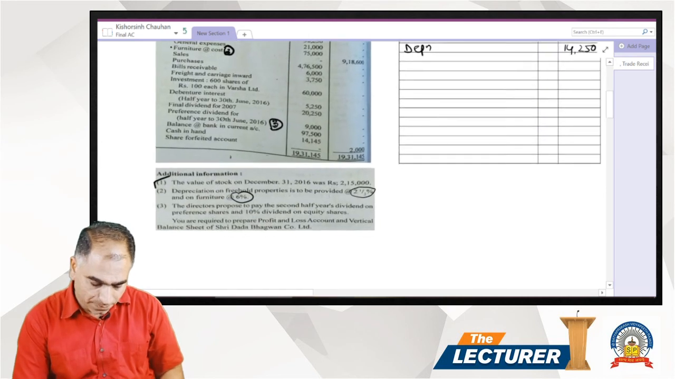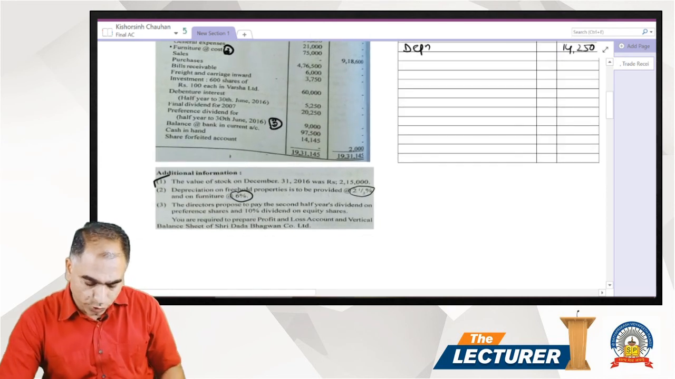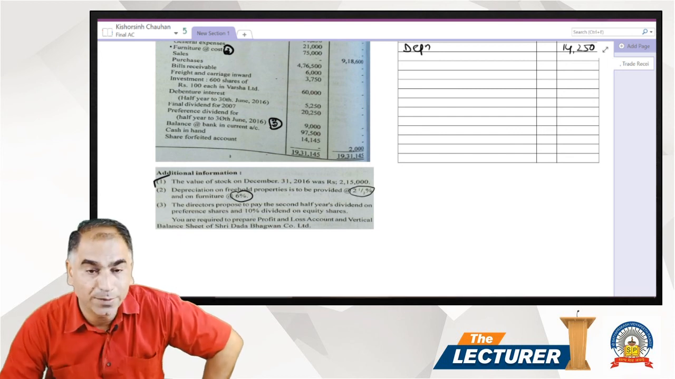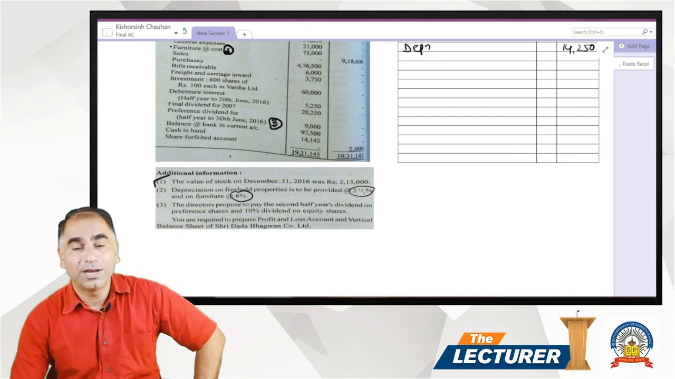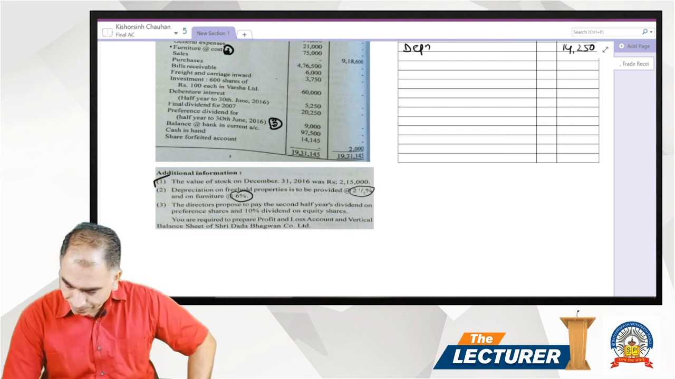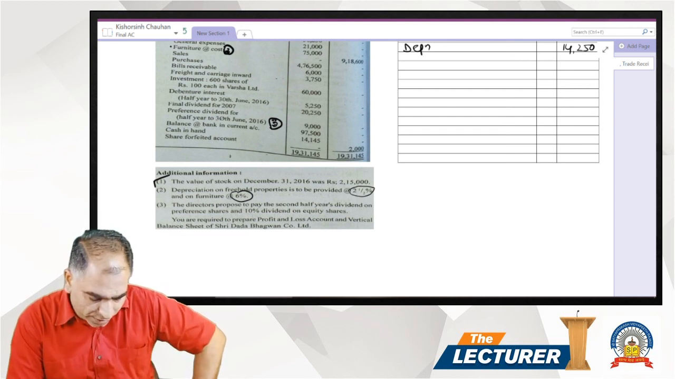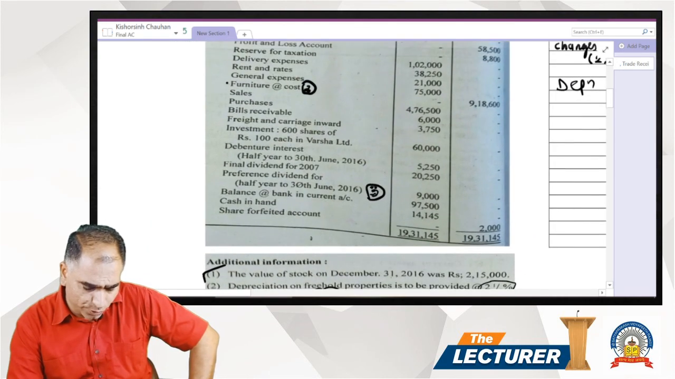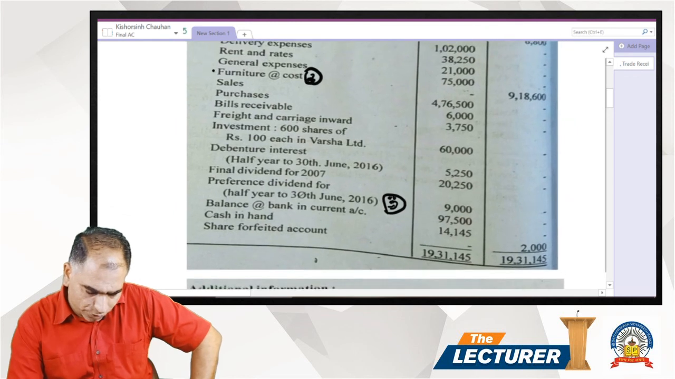So next is the director proposed to pay second half year's dividend on preference share, 10% dividend on equity shares. તો આ year end એ પ્રપોઝ કર્યું છે. It is being proposed. તો આપણે પ્રપોઝ ડિવિડન્ડ પહેલા આપણે ઓલરેડી કાંઈ જો ડિવિડન્ડ આપ્યું હોય તો we need to check.